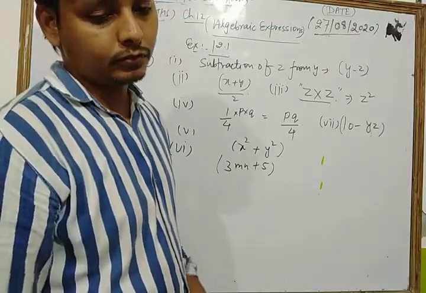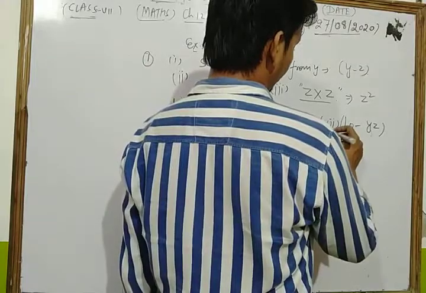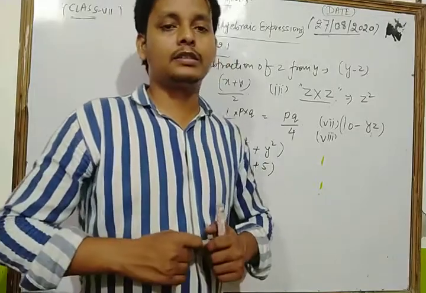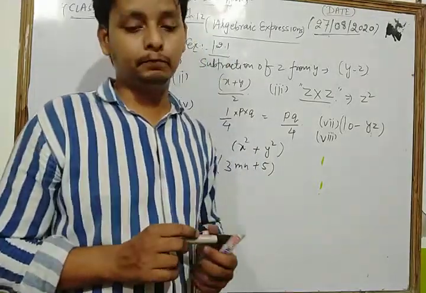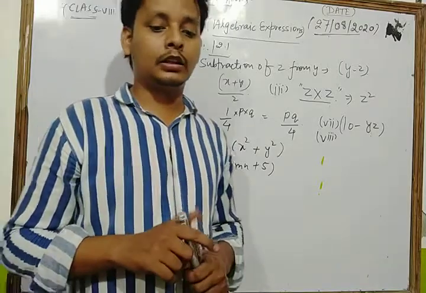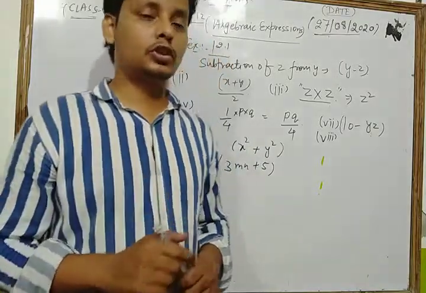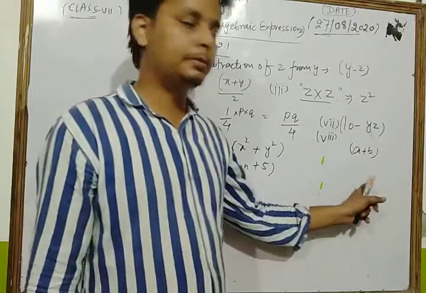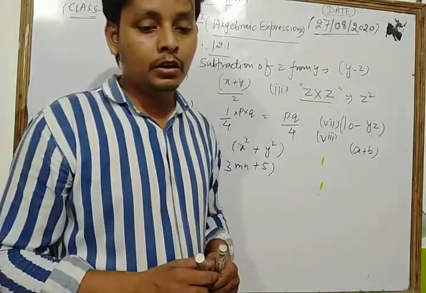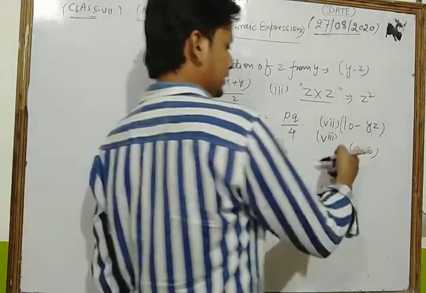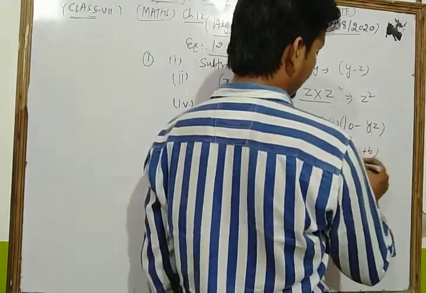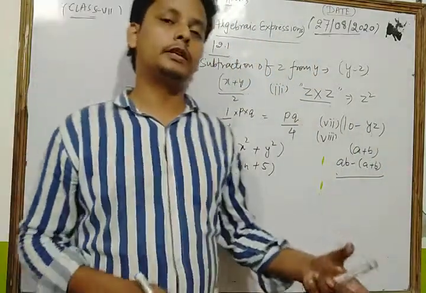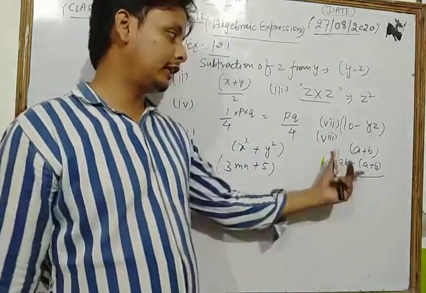Now we take the 8th part of this question, which is: sum of numbers a and b subtracted from their product. Sum of numbers a and b means a plus b. Subtracted from their product means ab minus (a plus b). So we represent this statement as an algebraic expression in this way.